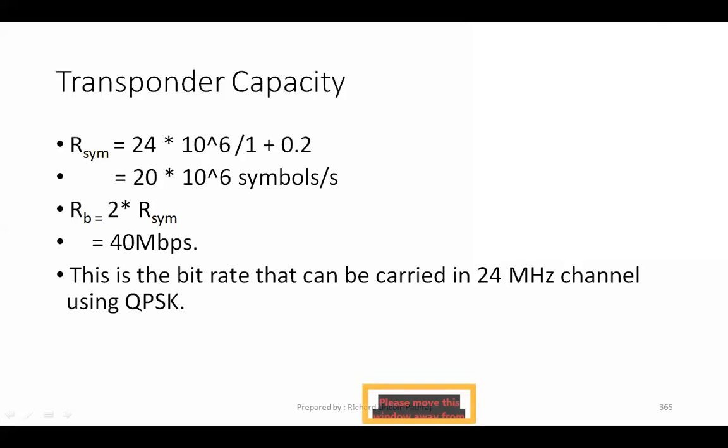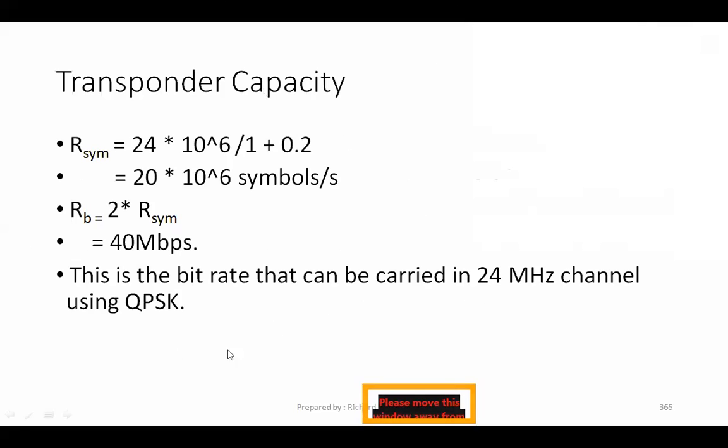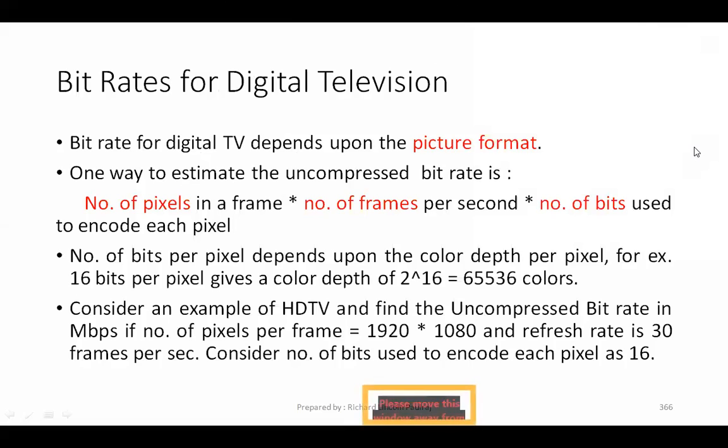Okay, fine. So this is how we actually calculate the speed of your transponder capacity, the bit rate. I hope these concepts are clear. This calculation part, are you all clear with that? It's a very simple one, isn't it? So we'll move on with the next one, which is nothing but your bit rates for digital television.